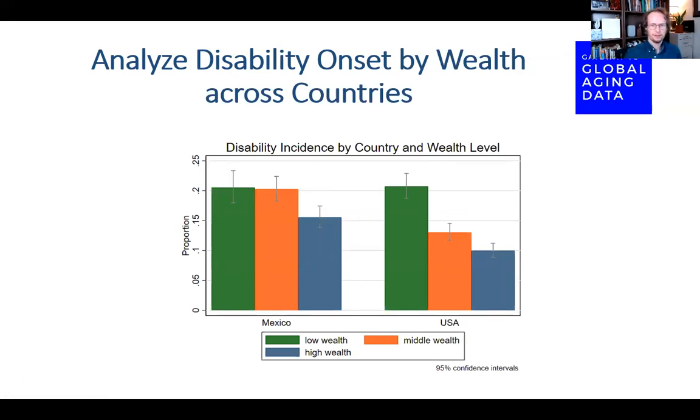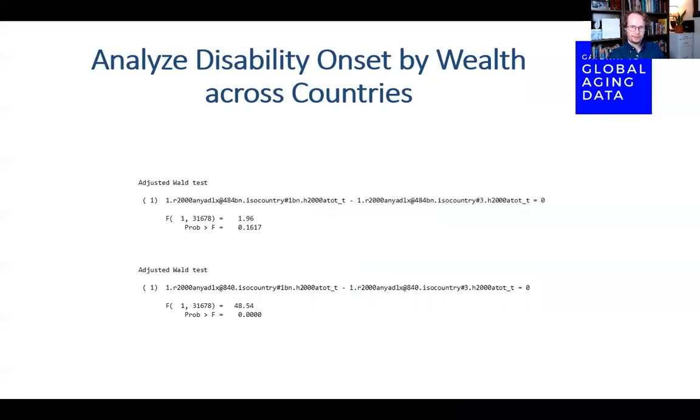One of the things that you can see here is that it looks like wealth in Mexico is perhaps not so associated with a difference in disability incidence, but it looks like it is in the United States. Particularly people of low wealth in the United States seem much more likely to develop a disability compared to middle and high wealth people, where that distinction really doesn't exist, apparently, in Mexico. And we can test that difference.